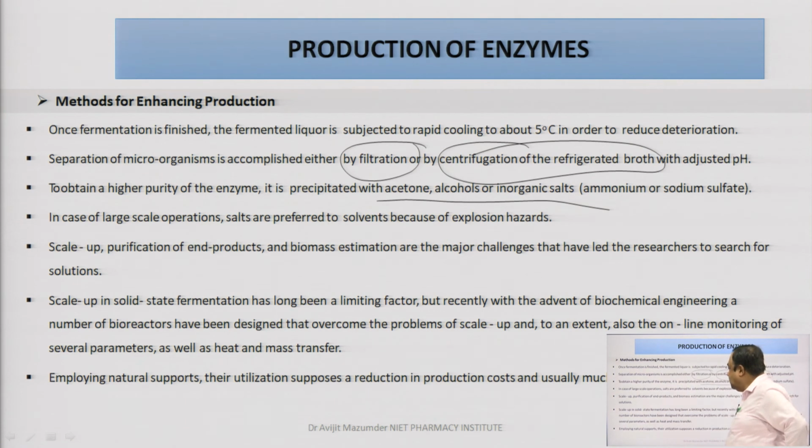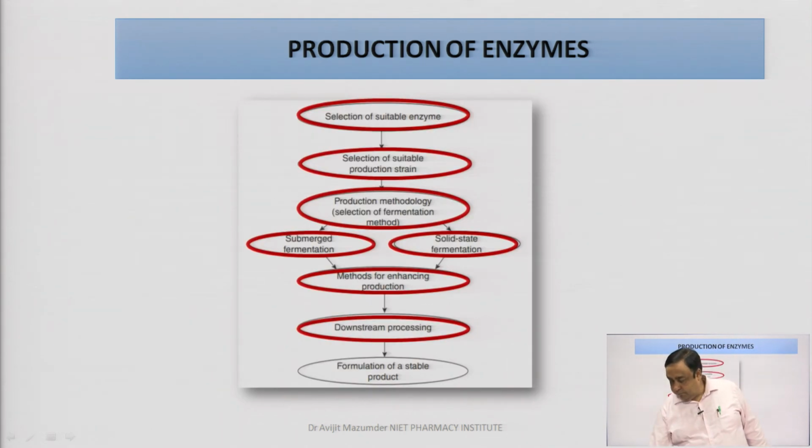Scale up, purification of end products and biomass estimation are some of the major challenges that have led researchers to search for newer solutions. Scale up in solid state fermentation has been a limiting factor, but recently, with the advancement of biochemical engineering, a number of bioreactors have been developed which have overcome this challenge. Next, we are going to the process of downstream processing.